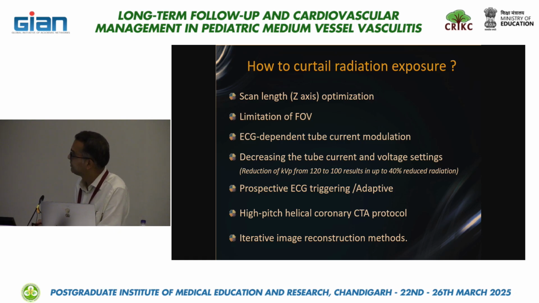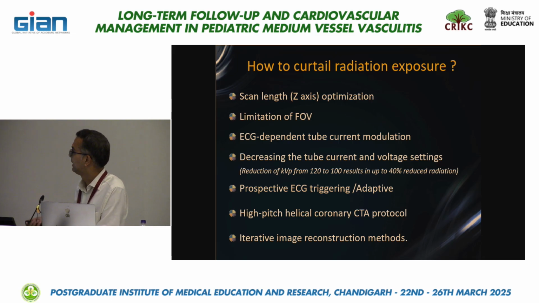First, and most important, is to reduce the craniocaudal extent of the scan only to whatever is required. Then limit the FOV. We do ECG-dependent tube current modulation. With the current modulation, there is continuous tube current during the whole cardiac cycle, but the maximum is during the diastole. And then we decrease the kV, the voltage, and the tube current.